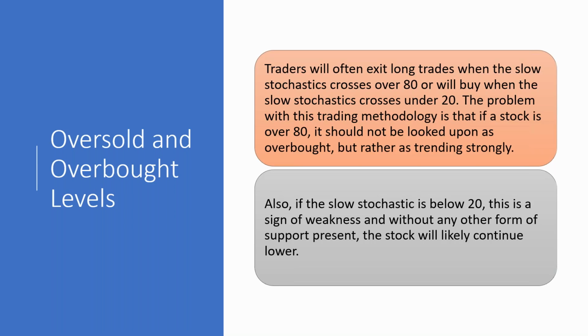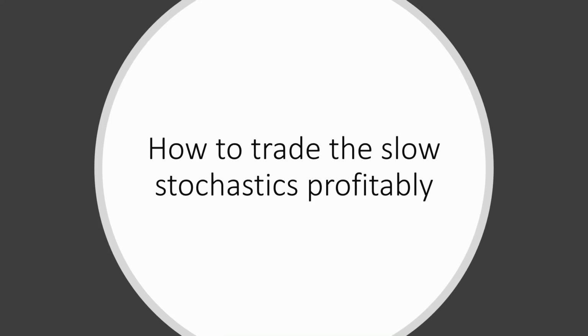Traders will often exit long trades when the slow stochastics crosses over 80, or will buy when the slow stochastics crosses below 20. The problem with this trading methodology is that as an asset's price goes over 80, it should not be looked at as overbought, rather as trending strongly, or, as I said, starting to lose its momentum. Also, the same applies in reverse under 20.